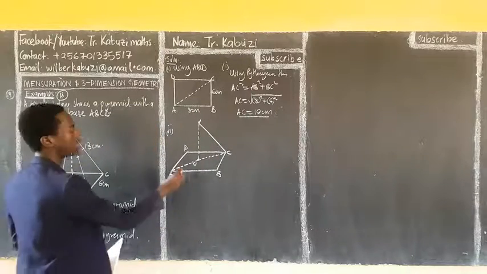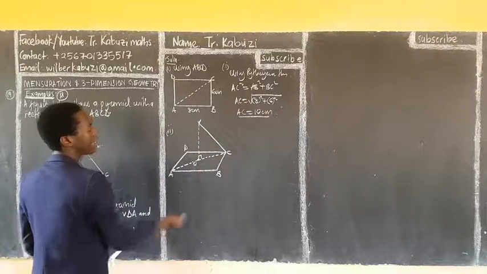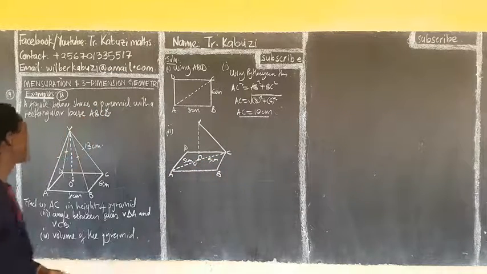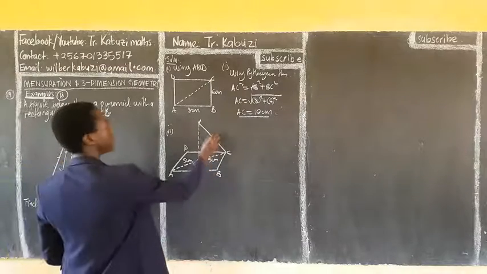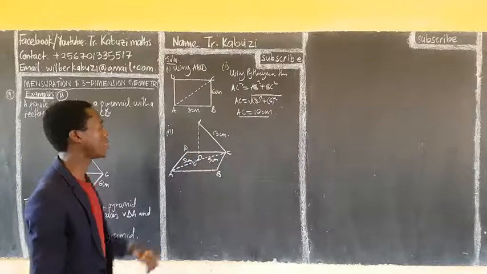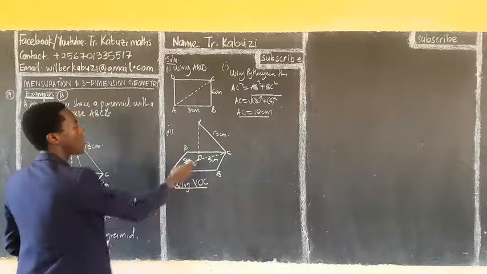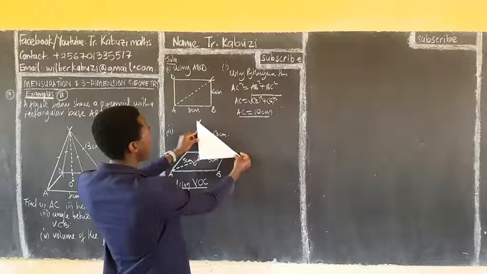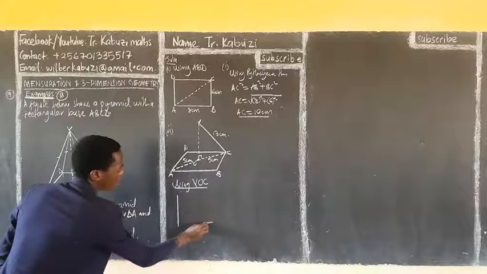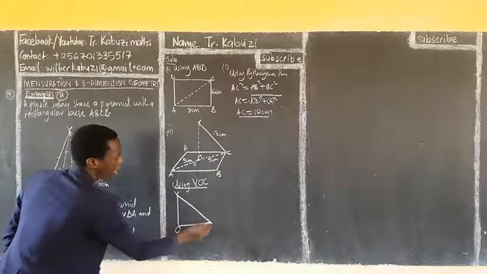So now, this is going to be a right-angled triangle. Now, know that if this is AC, it means that this one is going to be 5 centimeters, and this one also is going to be 5 centimeters. You know that the landing side is 13 centimeters. So now I'm going to use the triangle VOC. When I put it here like this, this is my B, this is my O, and this is my C.